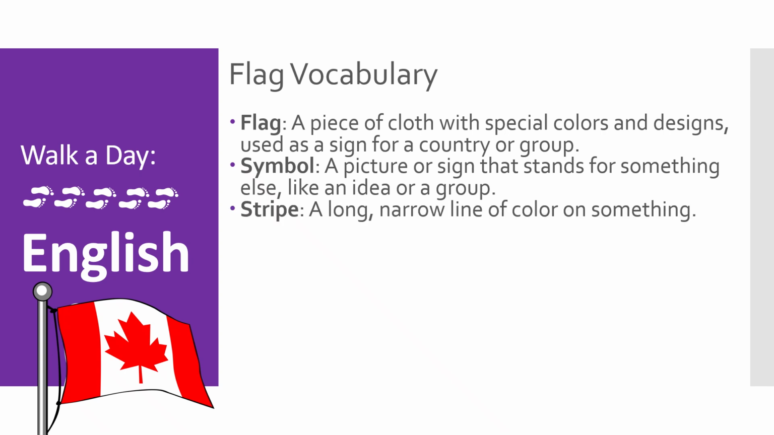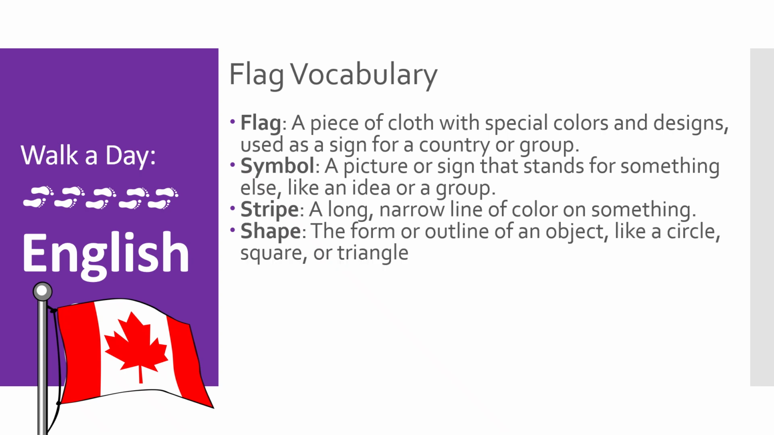A stripe, it is a long, narrow line of color on something. These stripes can be vertical, so up and down, like they are on the Canadian flag. We have two red stripes and one white stripe. They could also be horizontal stripes, like you might see in the United States flag.